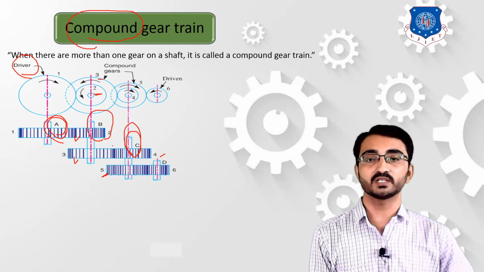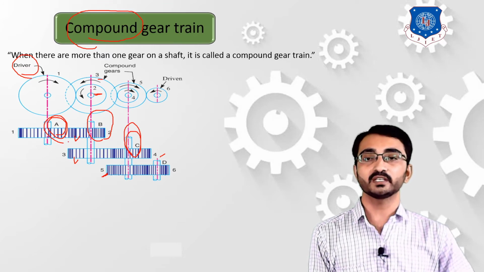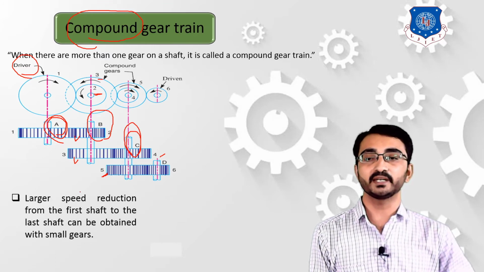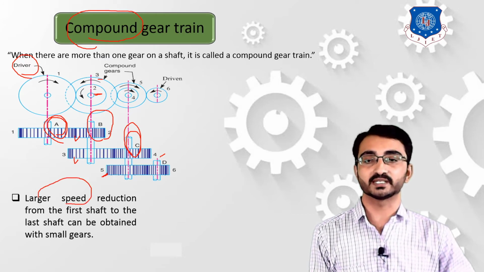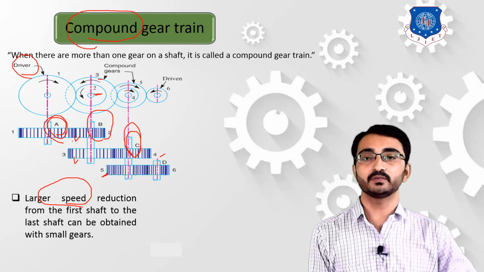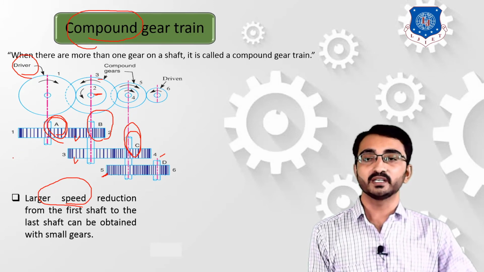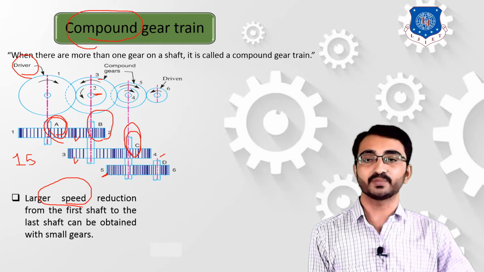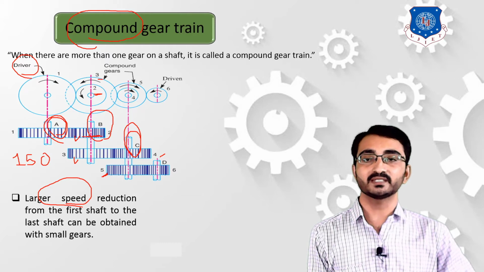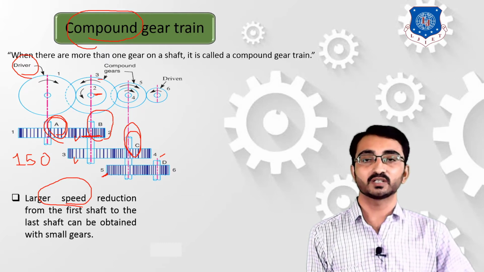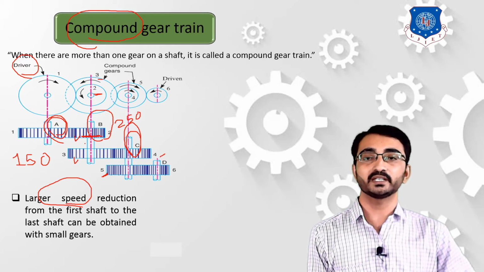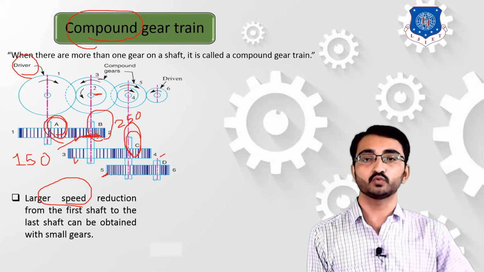Now why are we using this compound gear train? Over here you will be able to obtain large speed reductions, or we can say large speed ratio changes. Okay, how can it be achieved? Let's consider that your gear number 1 is rotating with 150 rpm. Now the diameter of gear 2 is small, it means it will be rotating at a high speed. So let's consider it will be rotating with 250 rpm. So here you can increase the speed from 150 to 250 rpm.